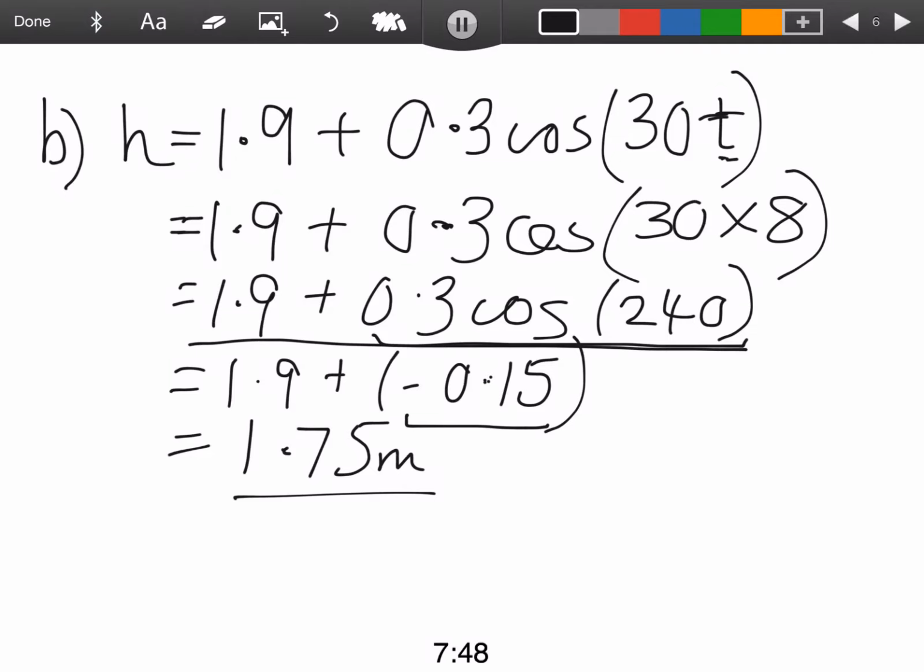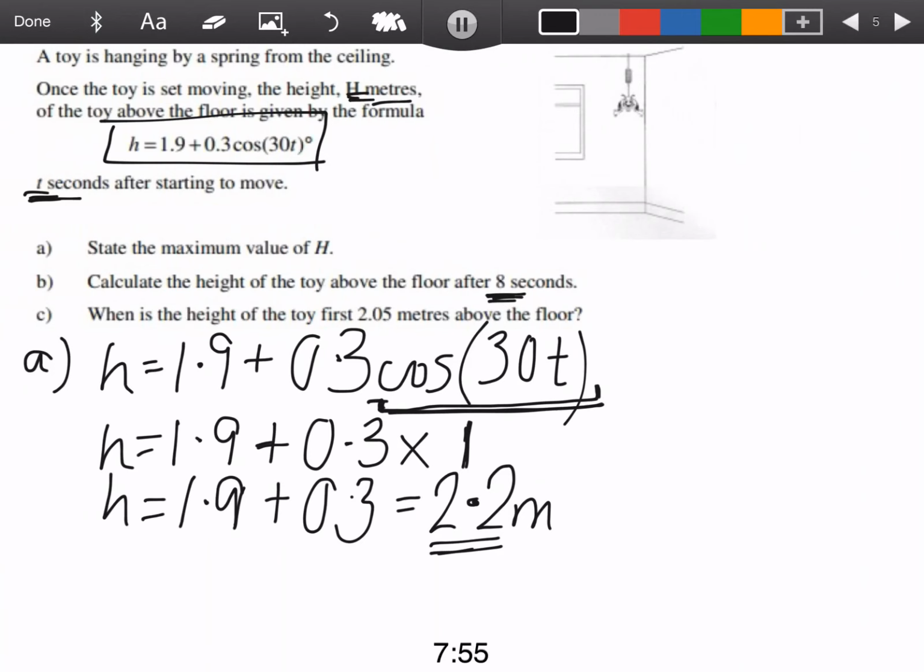Now we're going to go back and have a look at part C. When is the height of the toy first 2.05 metres? They're telling us the height, they're not telling us the time, which is the letter T. They actually want to know what the time is, so we have to work out T. In this question the height, h, is 2.05.